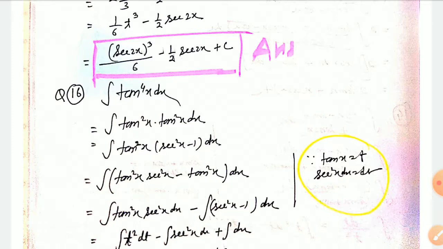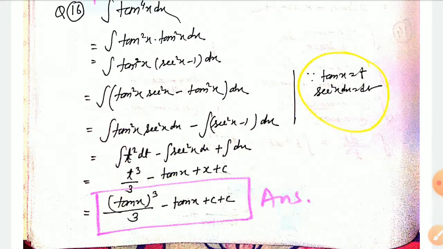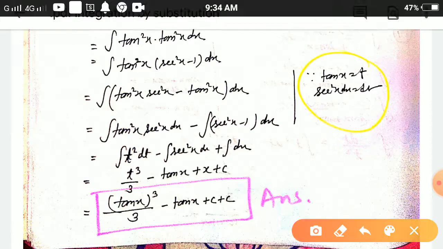Now, since tan x is equal to t, therefore tan square x is equal to t square, and sec square x dx is equal to dt, and it will be sec square x dx, and minus minus will be plus integration of dx. It will be t cube by 3 minus integration of sec square x dx, which is equal to minus tan x, plus integration of dx, which is equal to x plus c. Then putting the value of t equal to tan x, the answer will be tan cube x by 3 minus tan x plus c.